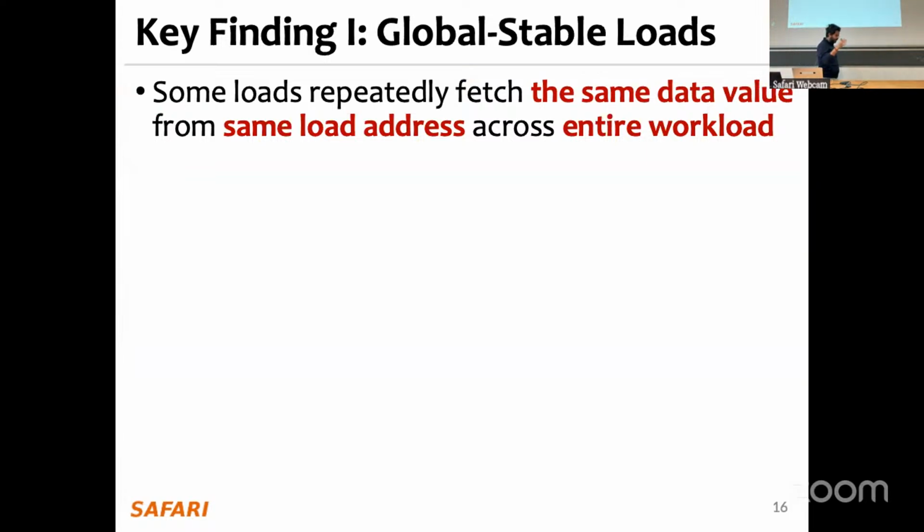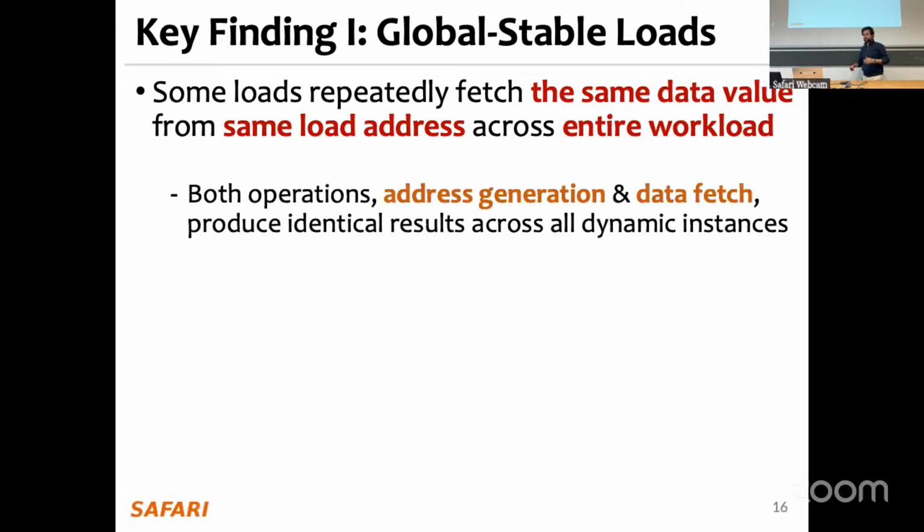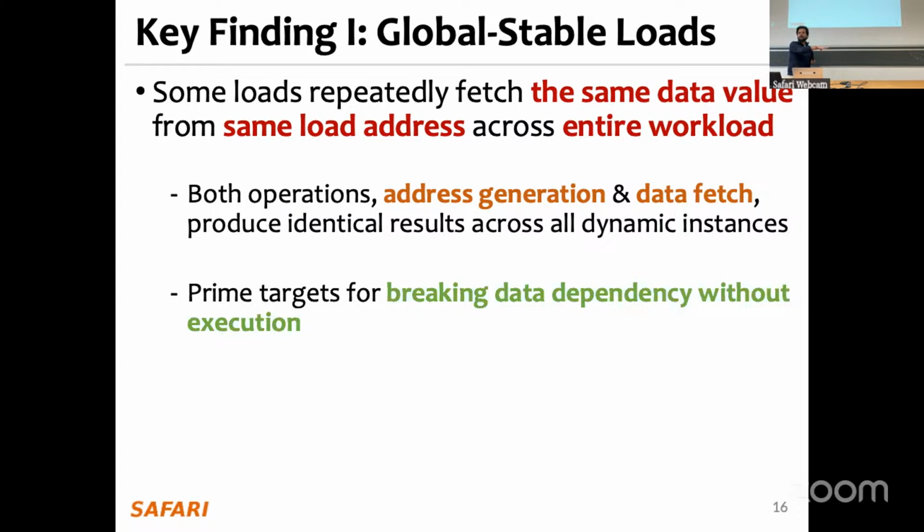As I said, we started by analyzing load instructions present in general purpose out-of-order execution codes, and we saw that there are some loads that repeatedly fetch the same data from the same load address throughout the entire workload that we are looking at. What does this mean? Both operations of these load instructions, the address generation and fetching the data from memory, are repeatedly doing the same work again and again. So these are the prime targets: you can eliminate these instructions without even executing them.